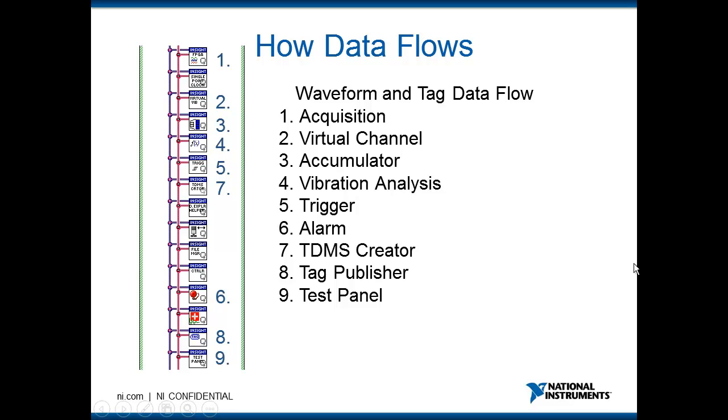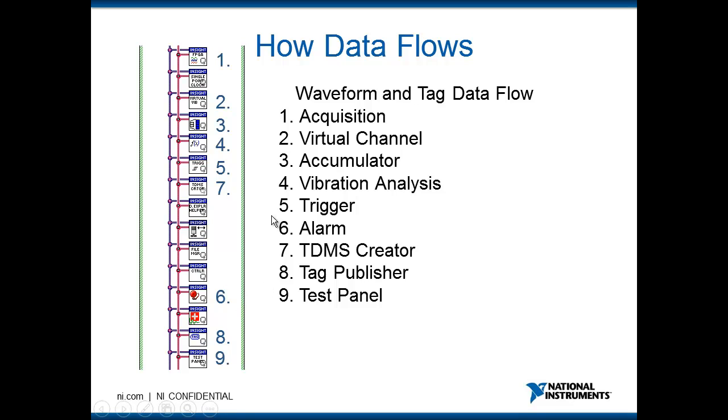So let's start again here with our tower of processes, and let's go through the flow. The way the source code works is data starts off by being read from the FPGA. Then it is passed to the virtual channel process, where integration is performed if configured. Then the data is passed to the accumulator process, where custom data block sizes are implemented. Then the data is passed to the analysis process, where features are calculated. Then the data is passed to the triggering process. Then the data is passed to the alarm process down here, where alarms are evaluated.